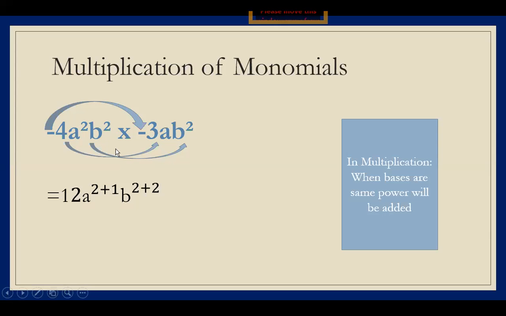What about b? b square and b square are there, right? So b square plus b square, power will be added over here. So we get 2 plus 2. So 12a raised to the power 2 plus 1, 3, that means cube. And b power 2 plus 2, 4. b power 4.